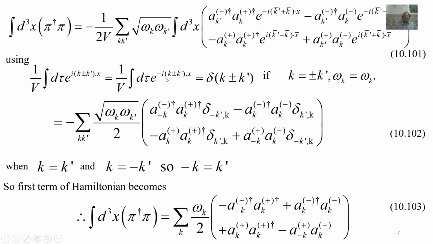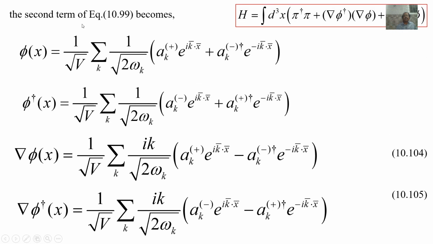The second term is like this. So you have equation 10.98. We have finished the discussion for the first term. We'll go for the second term now. And the second term goes with grad phi and grad phi dagger. So your phi of x is given as this. Already we have seen earlier. And your phi dagger of x is given by this expression.